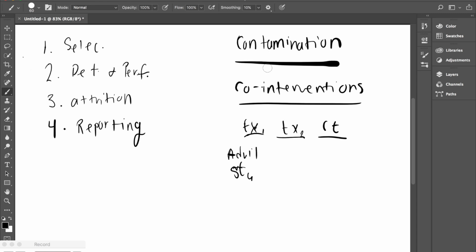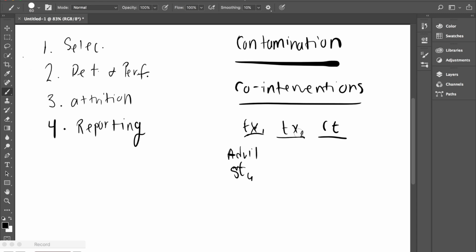Okay, so that's the difference between contamination and co-intervention. Whereas contamination is a result of one of the things being tested going into the other group, co-intervention is something that is not being tested being introduced into one of the treatment or control groups.